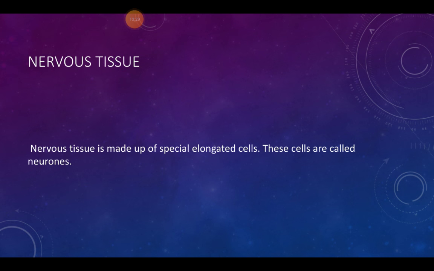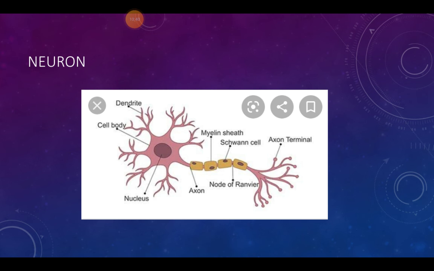Next, nervous tissue. Nervous tissue is made up of special elongated cells. These cells are called neurons. Neuron. A neuron is a structural and functional unit of the nervous system. It transmits messages in the form of electrical signals from all the parts of the body to the brain and the spinal cord and vice versa.